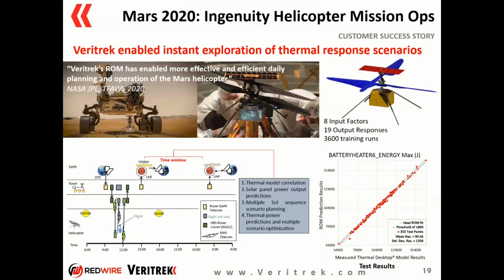This ROM was fun because we had a lot of calendar time to develop it, so we just threw a lot of training points at it. 3,600 training data points to get a really nice fit of ROM prediction versus the Thermal Desktop truth results. All right, Jake, next slide.